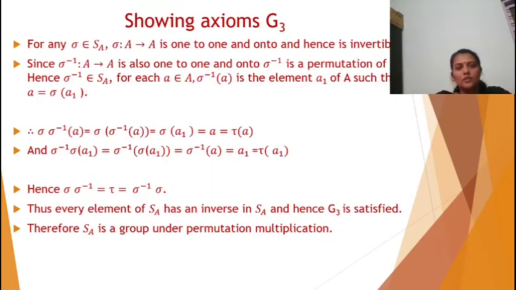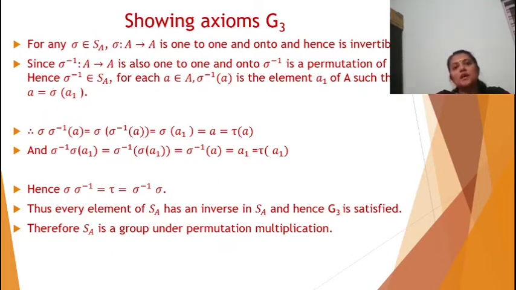Now we have to show G3. Since sigma is an element of SA, sigma is a function from A to A and it is 1-1 and onto, hence it is invertible. So there exists some sigma inverse from A to A which is also 1-1 and onto. So sigma inverse is also a permutation of A.